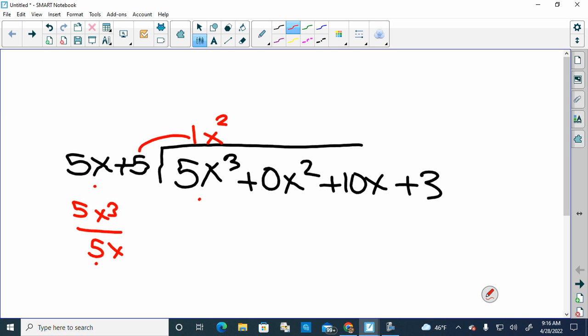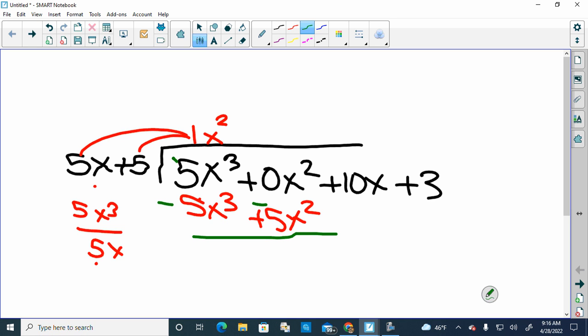Now we distribute. So that times that is 5x to the third. That times that would be 5x squared. But we've got to change the signs, both of them. So switch. That first one should always go away, the first one on every single one of them. So that's just going to be a negative 5x squared. We bring the next one down and then start over.